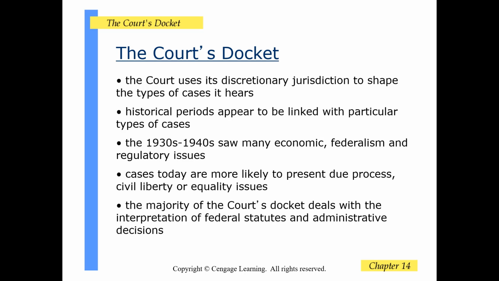The court uses its discretionary jurisdiction to shape the types of cases it hears. Historical periods appear to be linked with particular types of cases. The 1930s and 1940s, for instance, saw many economic, federalism, and regulatory cases. Cases today are more likely to present due process questions, civil liberty, or equality issues. The majority of the court's docket deals with the interpretation of federal statutes and administrative decisions.